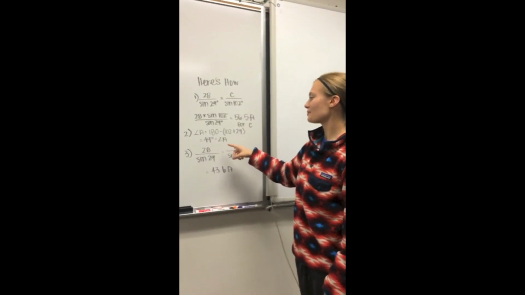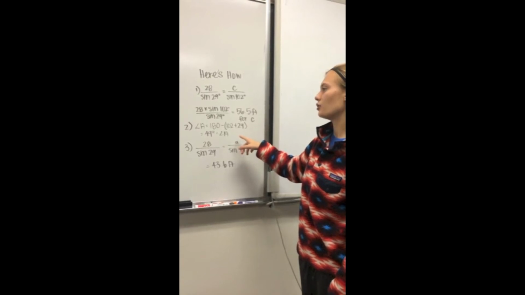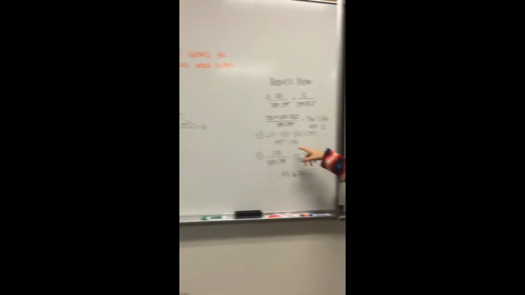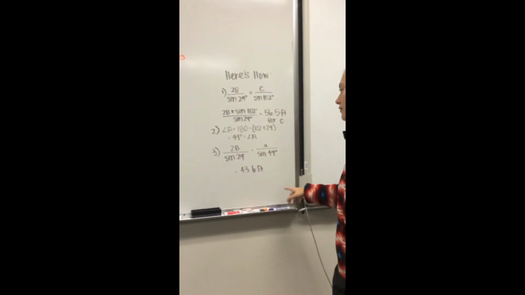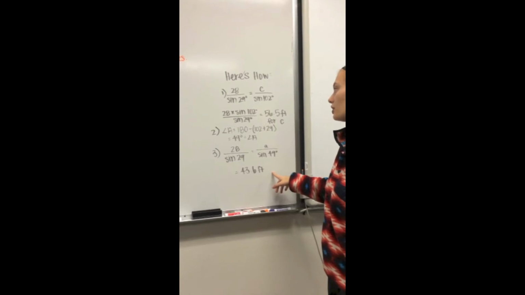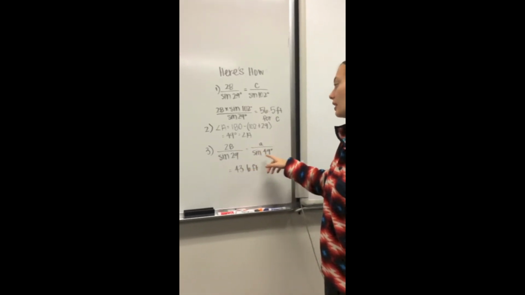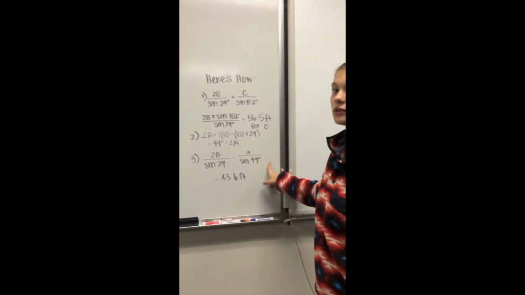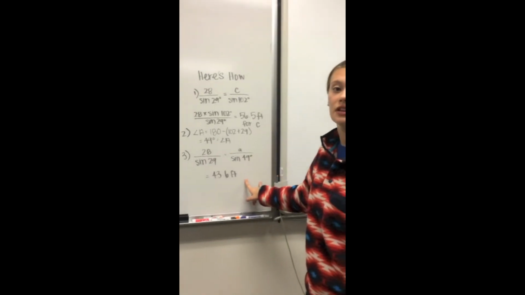And then to solve for side and angle A, you're going to do 180 minus 102 plus 28, which is going to be 49 degrees. That's for angle A. And now to find side a, you're going to use side b over sine of angle B equals side a over sine of angle A. And once you do that, it's going to be 43.6 feet.